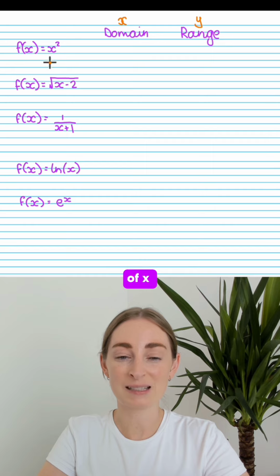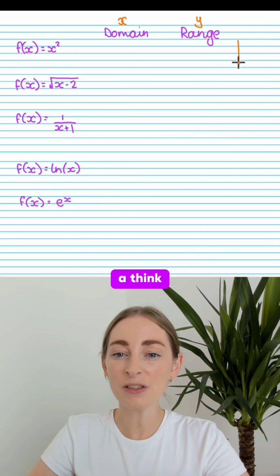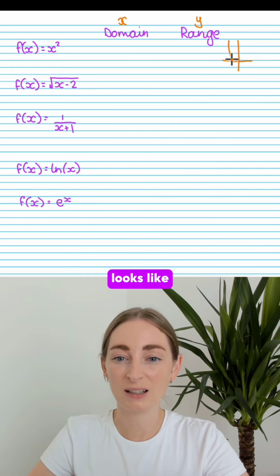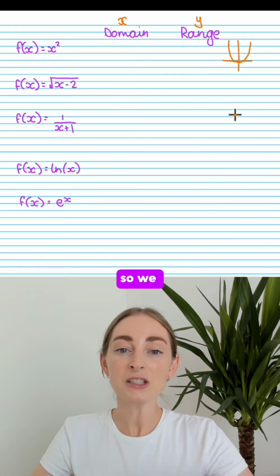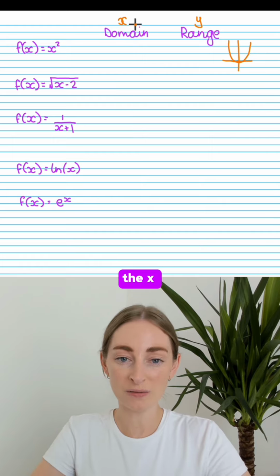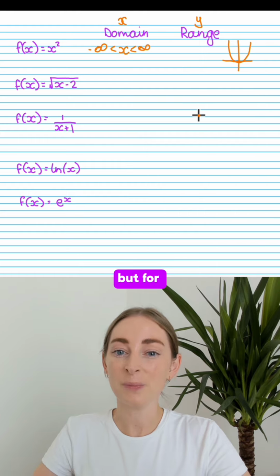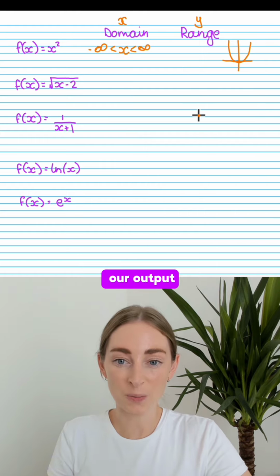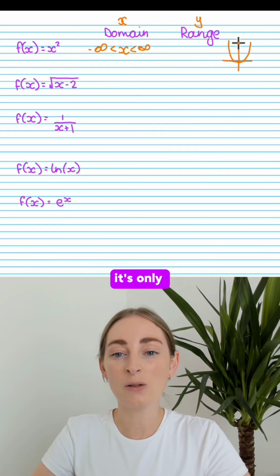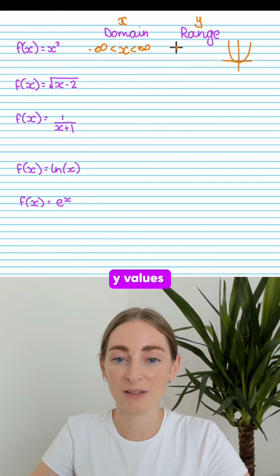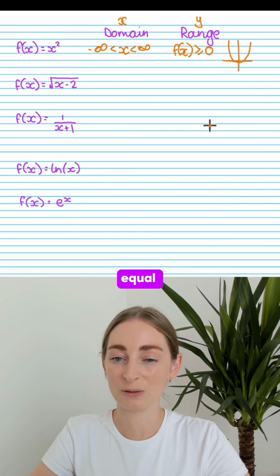First one is f of x equals x squared. Have a think about what that graph looks like. And it looks like this. So we can input all of the x values, any value we want. So we can write it like this. But for our range, our output, you can see that it's only going to be the positive y values. So that means f of x is going to be greater than or equal to 0.